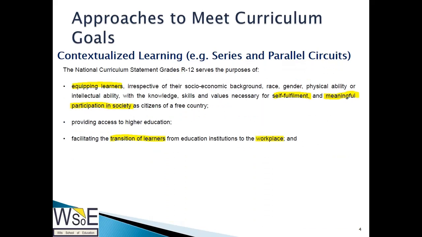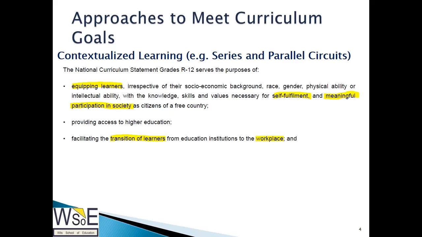Yes, because it says that CAPS should equip learners to have the necessary skills for self-fulfillment and meaningful participation in society as citizens of a free country. So being able to take up their role or work with their knowledge and skills. Provide access to higher education. To become an electrician would be, for example, going to TVET colleges.